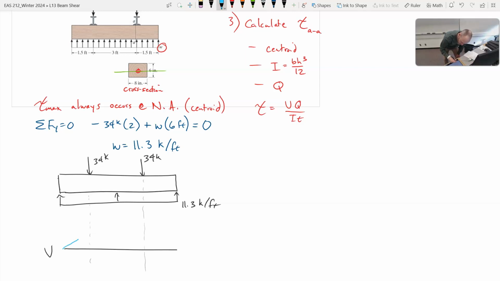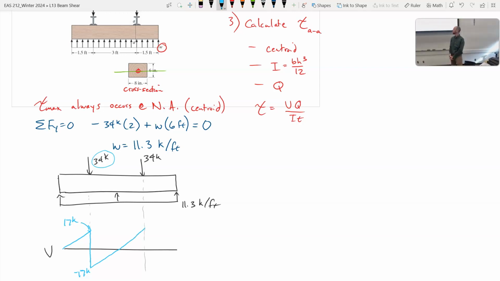But yes, it's going to slope up. 11.3 times 1.5 feet gets us to a value of 17 kips. Then we've got a vertical drop. That vertical drop is equal to the magnitude of that force, 34 kips. So that takes us to minus 17 kips. And then same thing, we've got our sloped uniform load, 11.3 kips per foot. Gets us back there to a value of 17 kips. Drops back down. So we've got some symmetry there on our diagram.